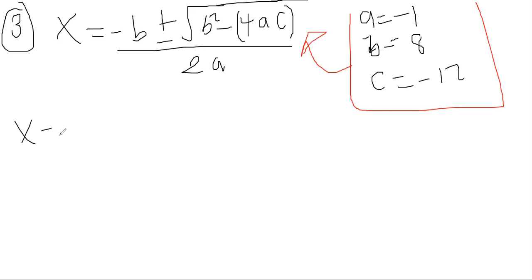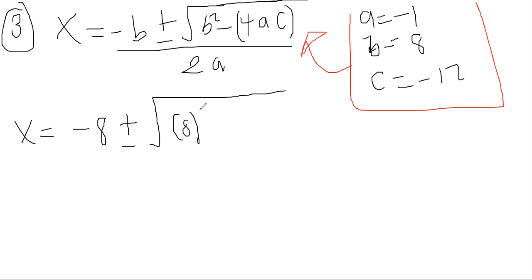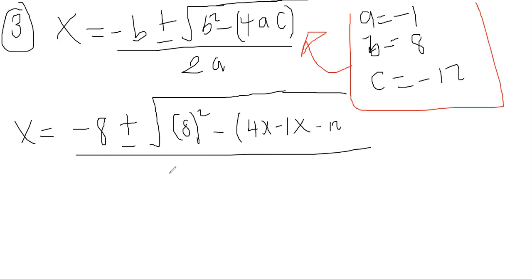x equals minus 8, because b is 8, plus or minus the square root of b, which is 8, squared, minus 4 times a, and a is minus 1, times c, and c is minus 12, all over 2 times minus 1. So now our x will be minus 8 plus or minus.